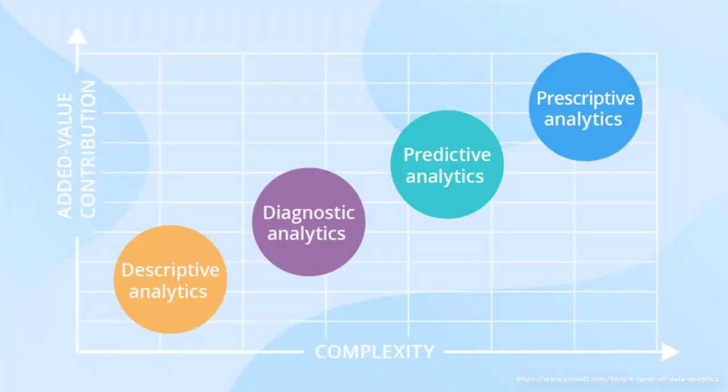So here's an image that I find really useful when describing or differentiating the different forms of data analytics. In this diagram, we're seeing that there's 4 different forms of data analytics, and we can look at them in terms of their complexity and their value add contribution, or how valuable the information is that you get out of this form of analytics.